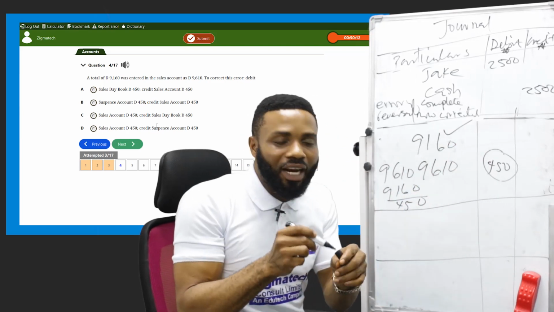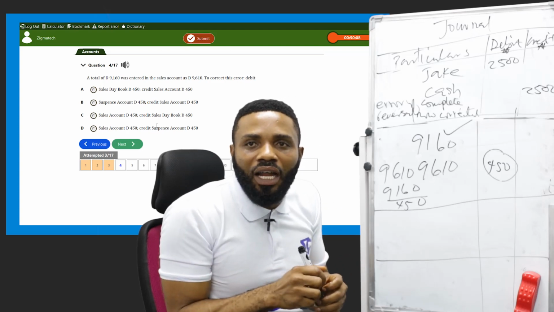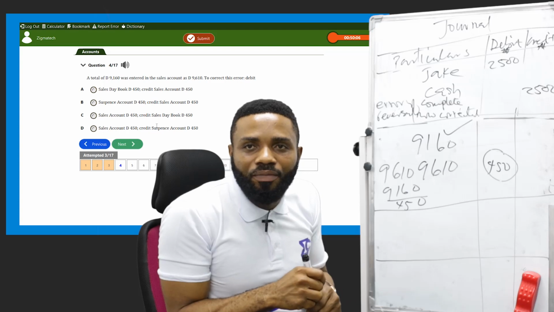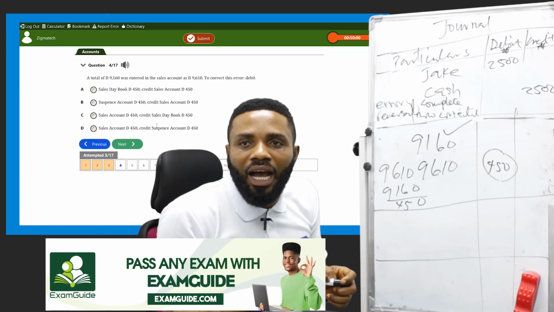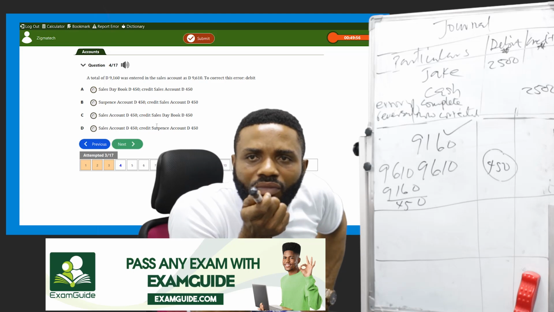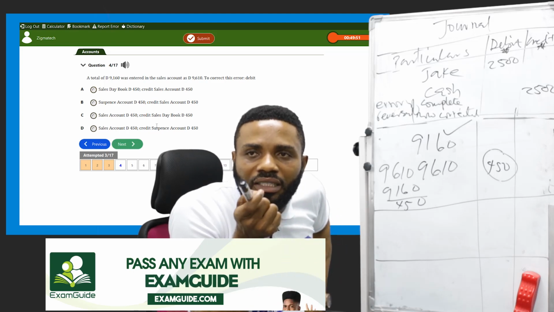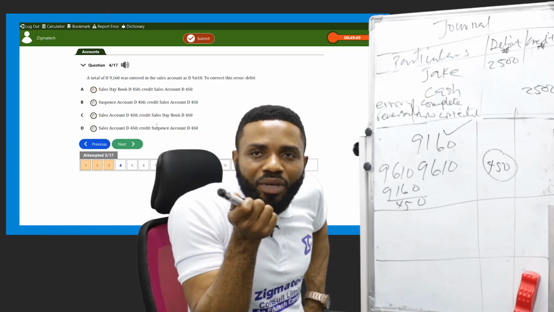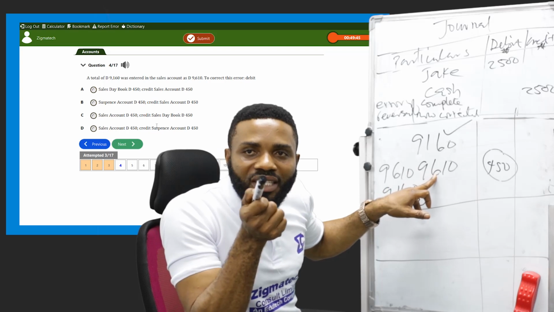So let's look at the accounts that are involved. The accounts that are involved are the sales account and the cash account. Now, but it is a credit transaction. A total of this was entered in the sales account as this. To correct this error, debit. Already we have entered the sales, so we are going to debit.